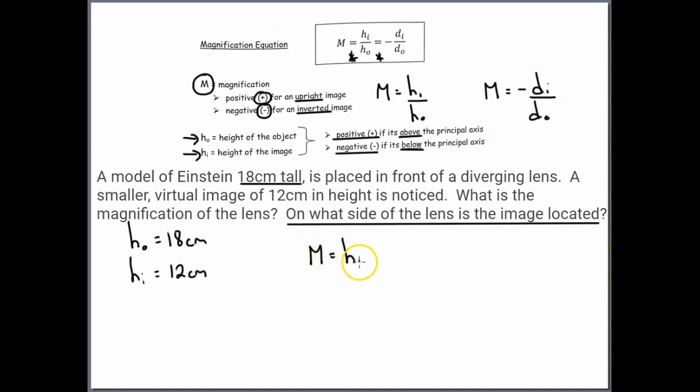But let's figure out what that magnification is. Our equation is HI over HO, which is 12 centimeters over 18 centimeters. Notice the centimeters cancel. So for magnification, we actually don't have any units. It's just a factor of how much bigger or how much smaller something is. In this case, the answer is 2/3, or if you like it as a decimal, we can round it to 2 decimals, 0.67. That number is less than 1, so the image is smaller, which makes sense. We can see that here in the actual values that we were given. Let's do one more example with this.